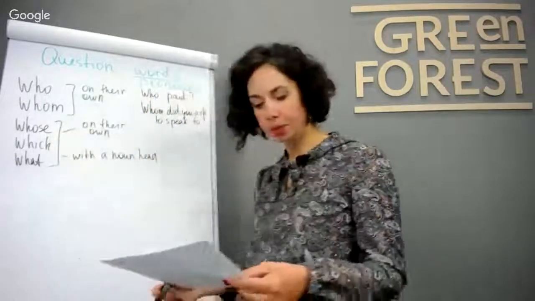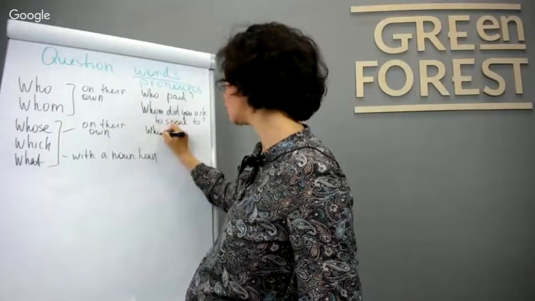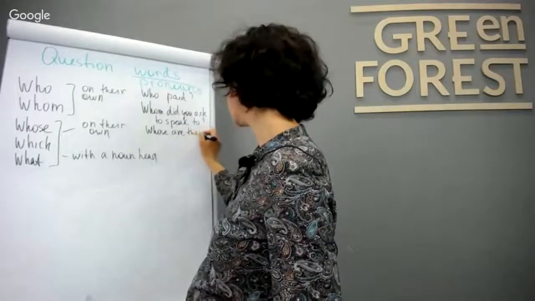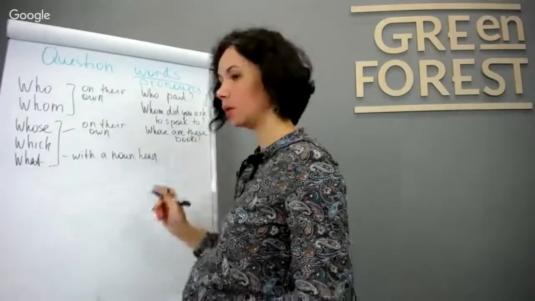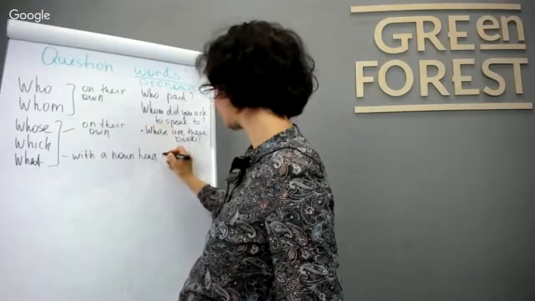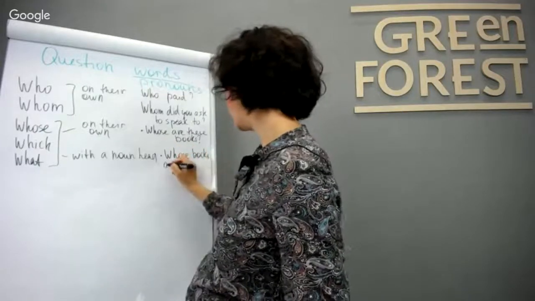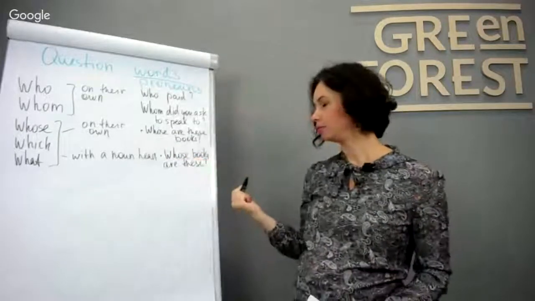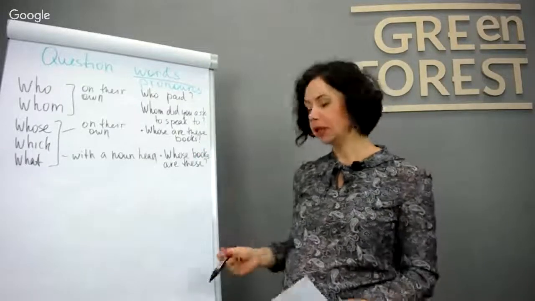I will write you an example with whose, if you don't mind. On their own: whose are these books? This is the question. And the next one: whose books are these? It's also possible. In this case, we use it with a noun. Over here we have books, this is a noun.